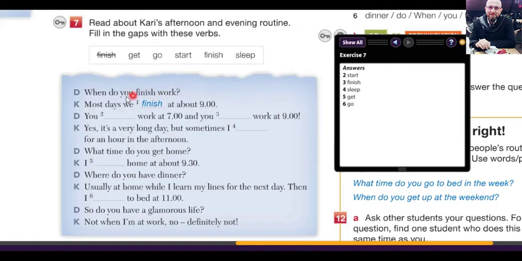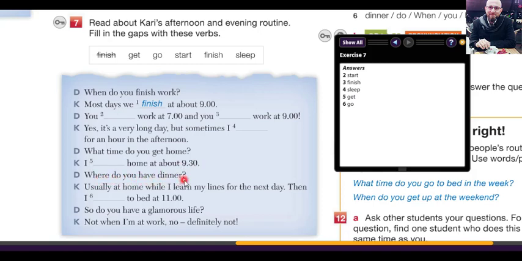Okay, so here we say, when do you start work? Most days we start at about 7 o'clock. So here the answer is start. So you start work at 7 o'clock and you finish work at 9 o'clock. Yes, it's a very long day, but sometimes I sleep for an hour in the afternoon. What time do you get home? I get home at about 9:30.